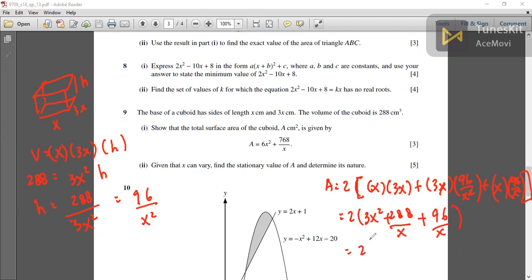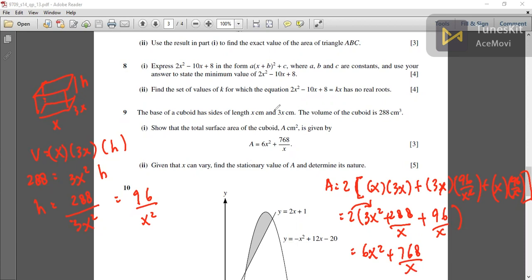This we can simplify. 2 times 3x squared, and after this we expand the 2 inside, we shall get 6x squared plus 768 over x. That's the first one.